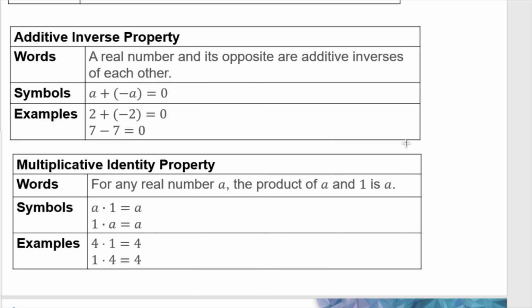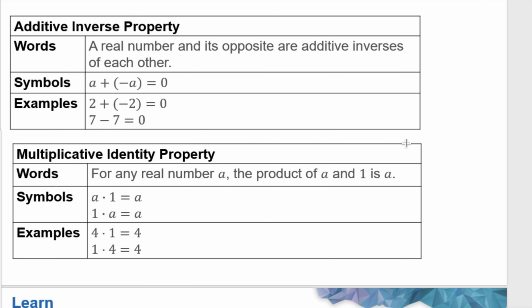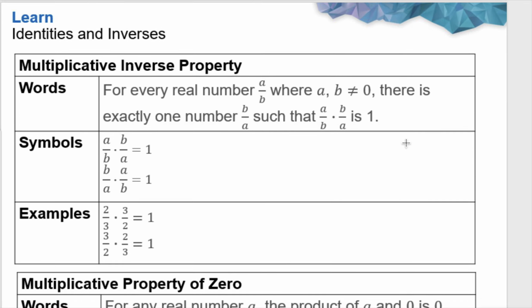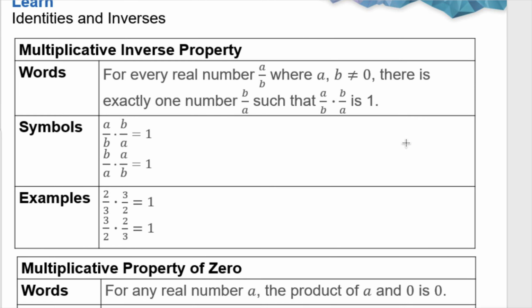And then the multiplicative identity property just states that for any real number, if you multiply it by 1, it's always going to be itself. So a times 1 is a, 4 times 1 is 4, okay? Next up, we have some additional properties. So the next one we see is the inverse property. The inverse property is basically when you take a reciprocal of a fraction and multiply it by itself, it's always going to be equal to 1.